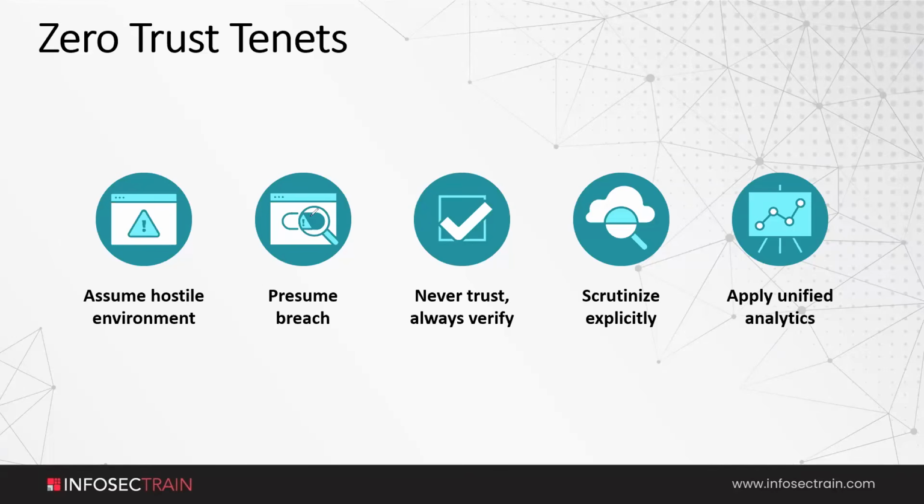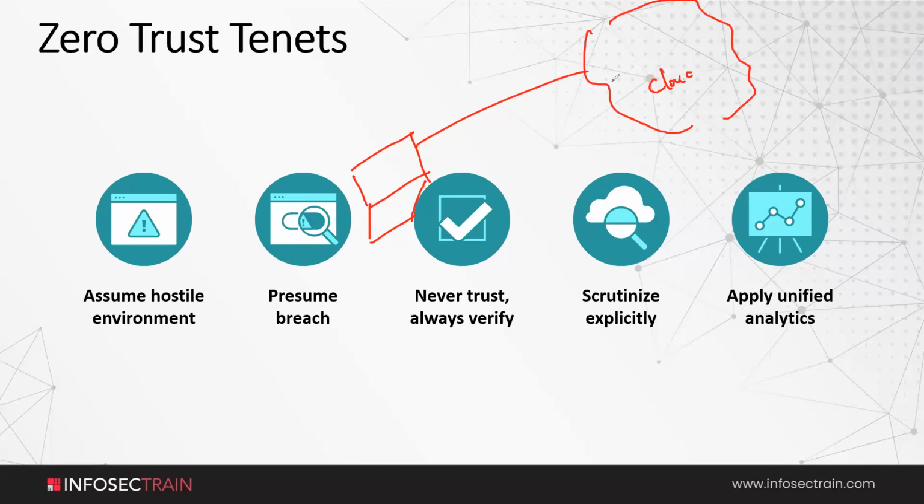I can give you a simple example, team. Assume that you are trying to access your corporate network. This is your corporate laptop. Using this laptop, you're trying to access your corporate cloud network. So what this zero trust model will do is, first of all, verify who is accessing it. Okay, it's Krish.